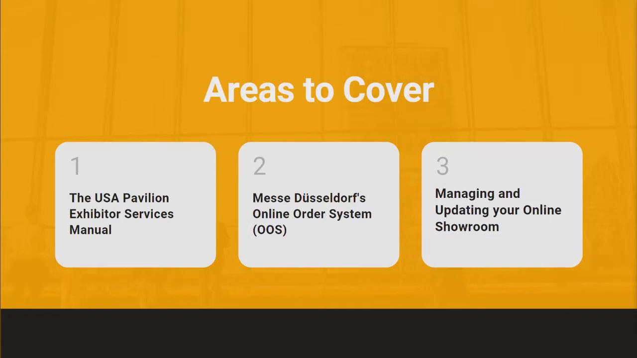Today, we will cover 3 areas. One is the USA Pavilion Exhibitor Services Manual. This is where you would complete the required forms for our USA Pavilion booth. The second area we will cover is the online ordering system. This is where you would complete the show directory forms. Finally, we will share some tricks and tips on how to manage and update your online showrooms.